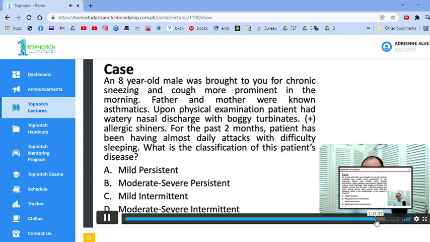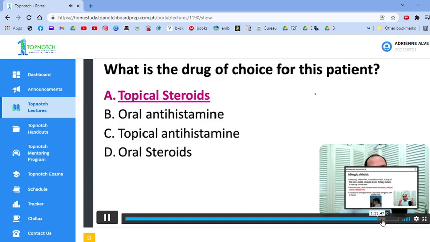allergic history of atopy, chronic rhinorrhea, sneezing. Okay? For allergic rhinitis would be your topical, your intranasal steaming, yung ilalim ng mata nila.